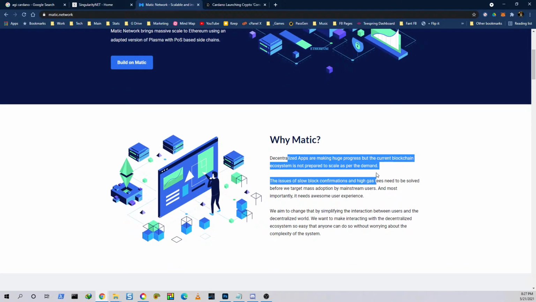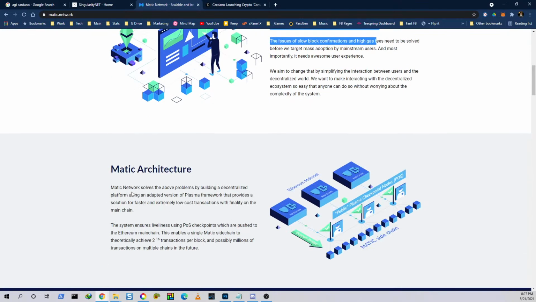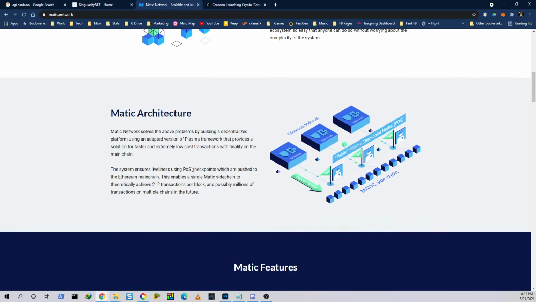All right, so decentralized apps are making huge progress. Matic architecture solves the problems by building a decentralized platform using an adapted version of Plasma Network. The system ensures liveliness using proof of stake checkpoints, which are pushed to Ethereum main chain. So they're pushing it to Ethereum. This enables Singularity sidechain. These are not bad. Excuse me. These are badass. Sidechains.